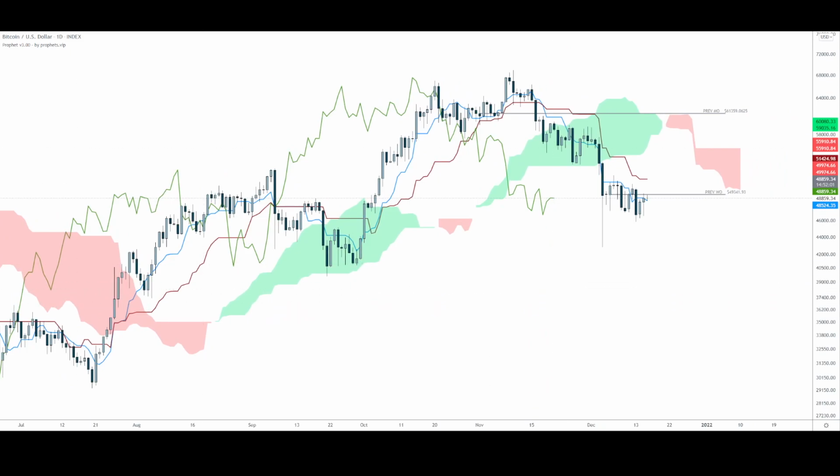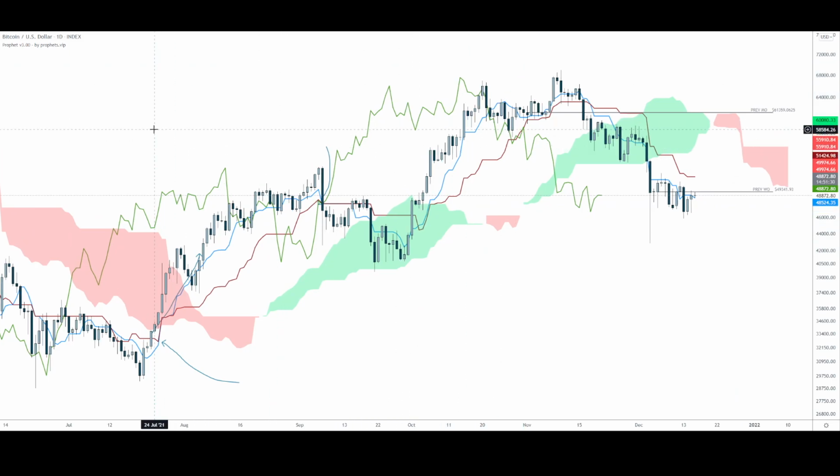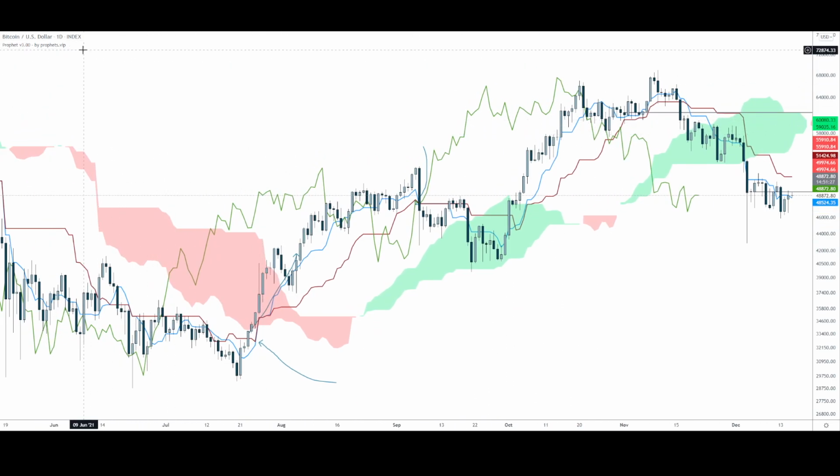But usually what it does is, when these two lines here cross, this is the conversion line, the blue one. And then you've got the base line, which is the red one. Now when the conversion goes through the base, that's called a TK cross. Right, there's another one here, another one here. When they happen, we usually get a signal saying, hey, this has happened. That's Ichimoku telling you that it's thinking trend will reverse soon. So we can see here it crossed, and then trend took off. We can see here it crossed, trend carried on down. We can see it crossed here, trend carried back on up. The TK cross is a powerful strategy in itself.